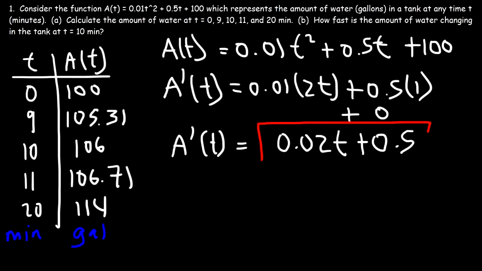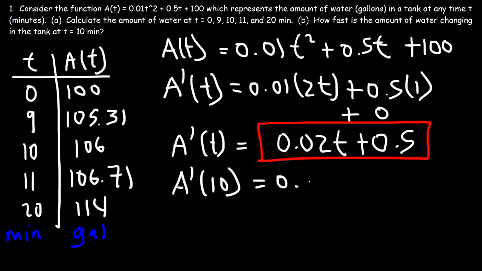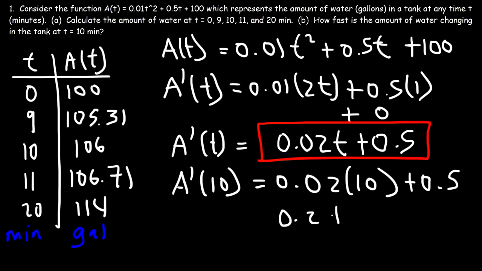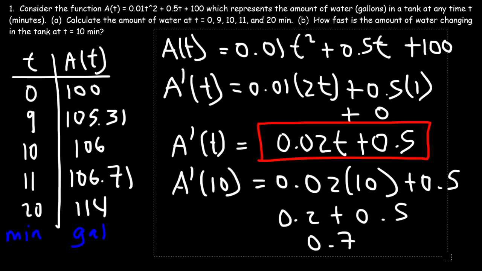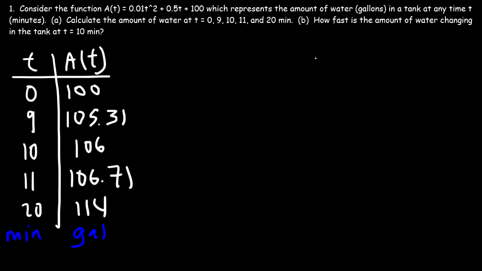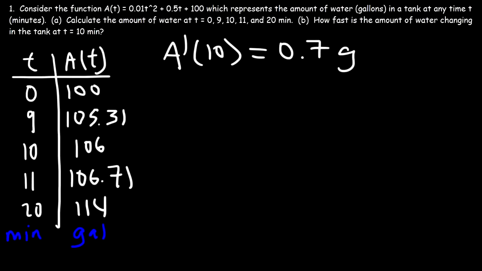It's going to tell us how fast the amount of water is changing in the tank at any time t. So we want to find out how fast it's changing when t is 10. So that's 0.02 times 10 plus 0.5. 0.02 times 10, that's 0.2. And 0.2 plus 0.5 is 0.7. So this tells us that the amount of water is changing by 0.7 gallons every minute when t is 10.